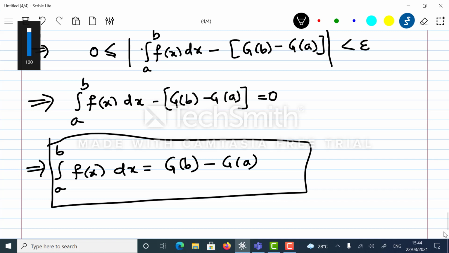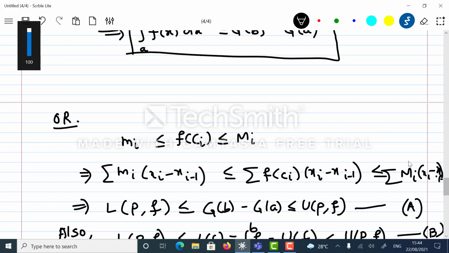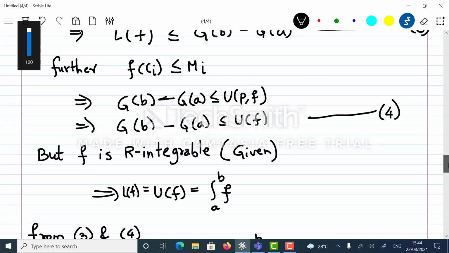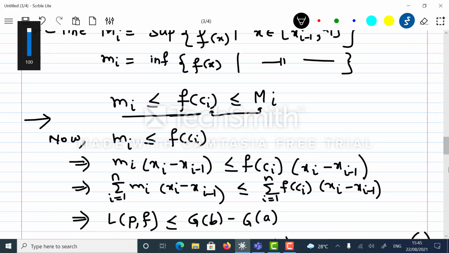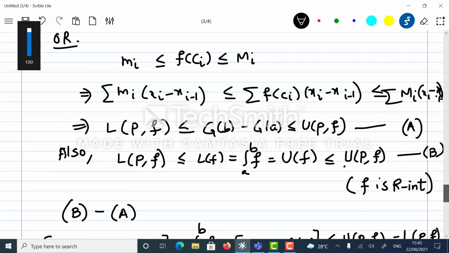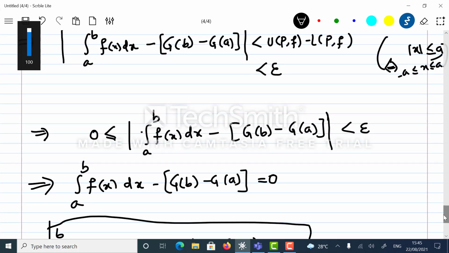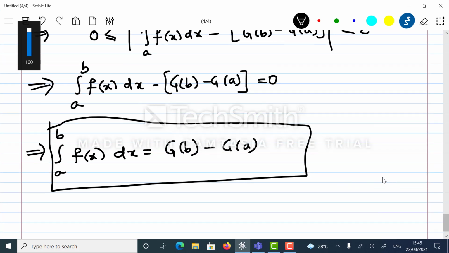So you can either write down the earlier one or the other one after this. This is an alternate method. So the proof has two steps. Here you can either take the 3 and 4 approach, or you can take the inequality A and B approach and complete it. So this completes the second fundamental theorem of integral calculus.